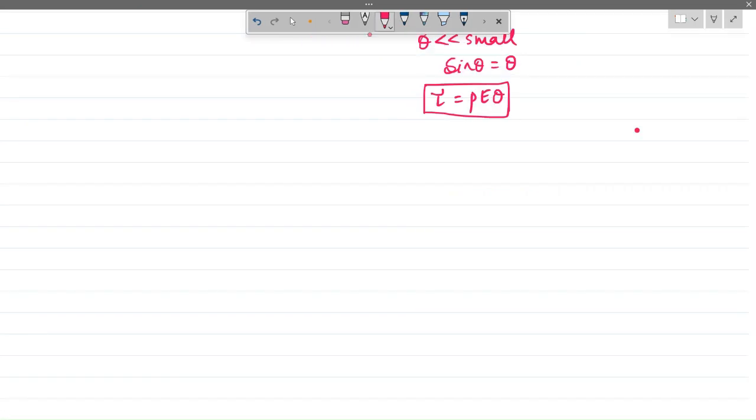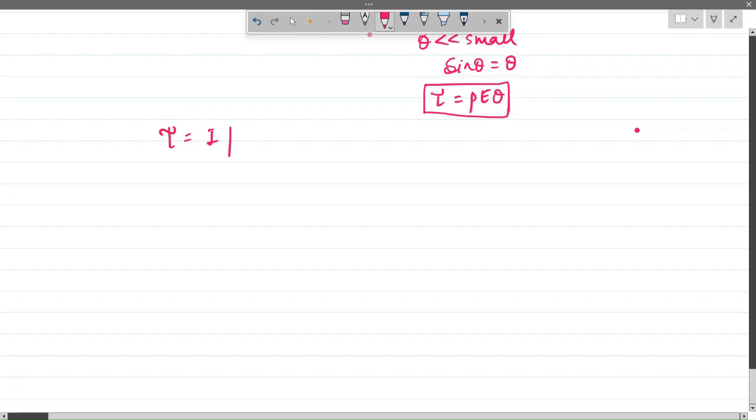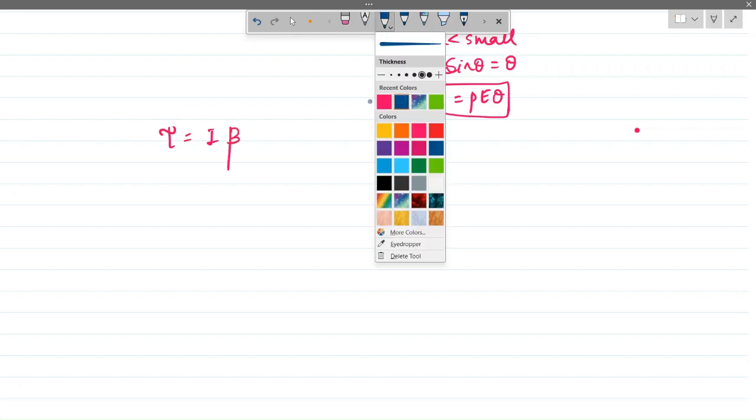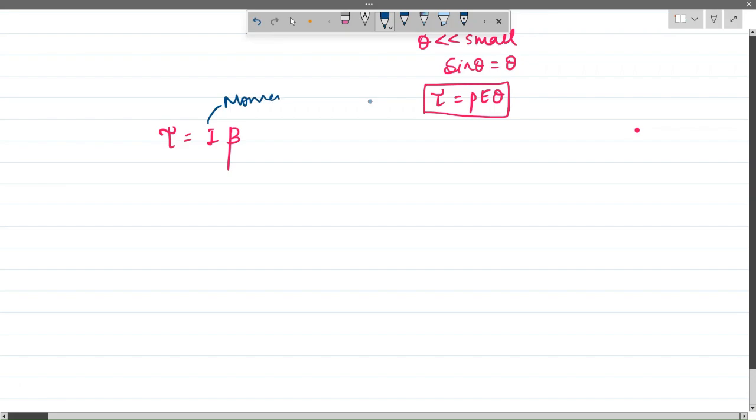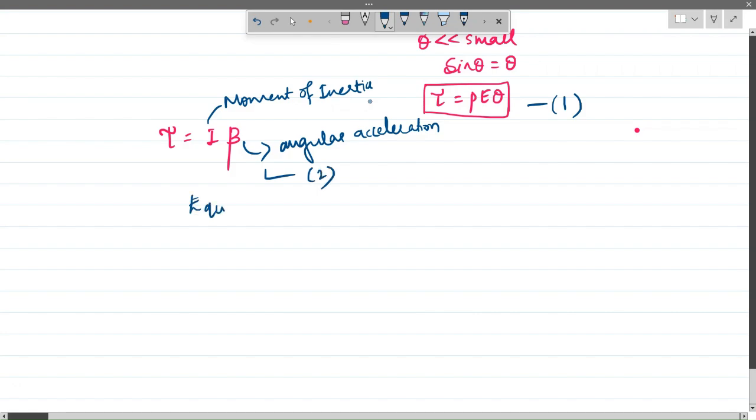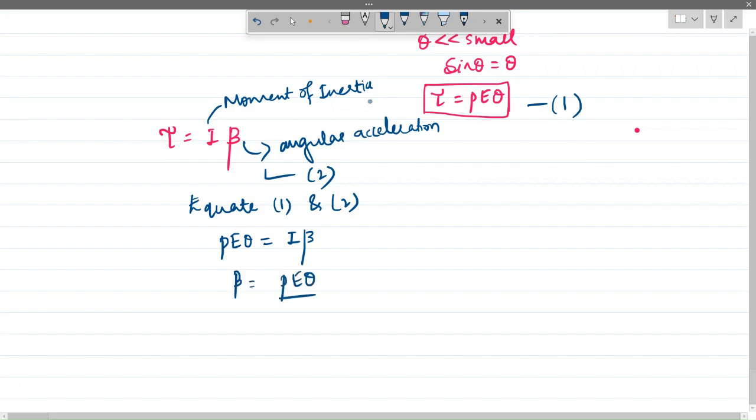In our 11th, we have already studied that tau is equal to I into beta, where I is nothing but moment of inertia and beta is nothing but angular acceleration. So if this is our equation 1 and this is our equation 2, let us equate 1 and 2. That means pE into theta is equal to I into beta, where beta is equal to pE theta upon I. So this is the equation for angular acceleration.